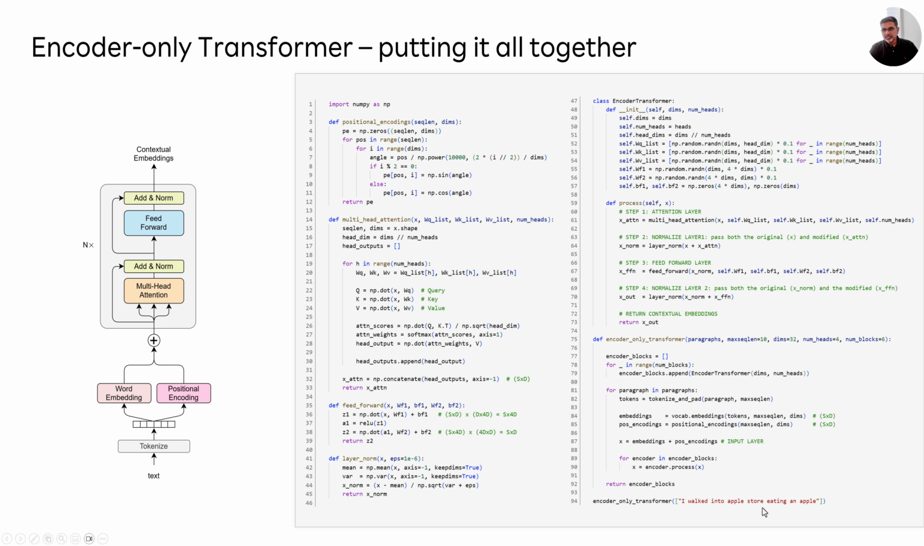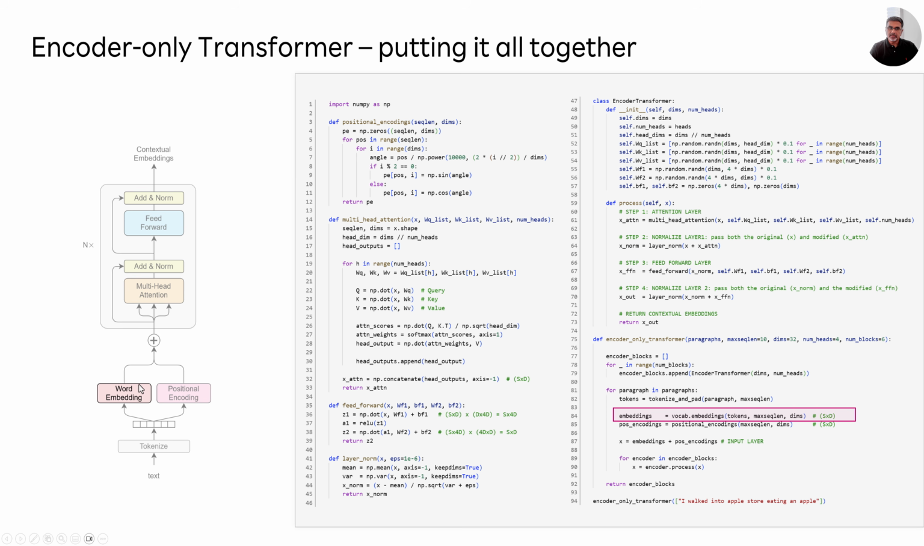So in the encoder-only transformer, let's start with the bottom line here. I pass in a string, a sentence: I walked into Apple store eating an apple. It goes to the encoder-only transformer. I'm sizing my transformer with the maximum sentence size S, which you have seen in the matrix as 10. So 10 rows, 10 tokens. And each of those tokens has 32 dimensions. For my multi-head attention, I'm going to use 4 heads, which means each head will see 32 divided by 4, 8 dimensions at a time. And I want to stack 6 such blocks together, one after another.